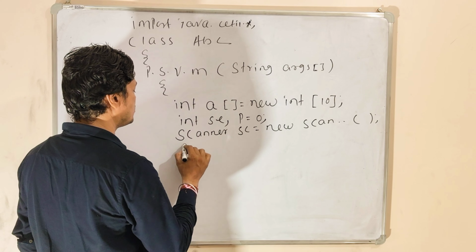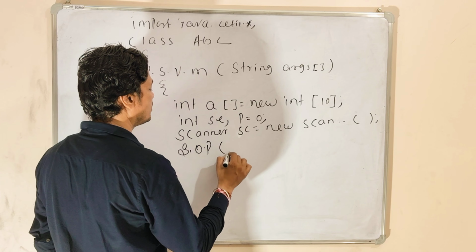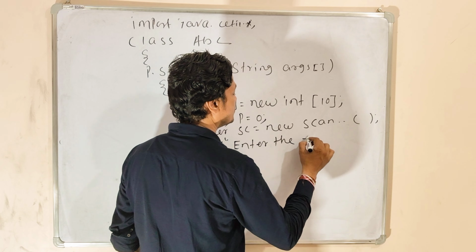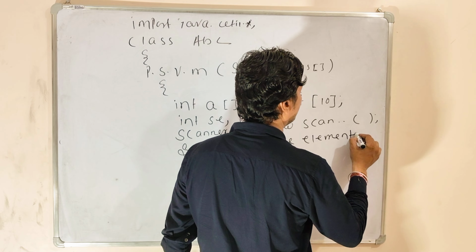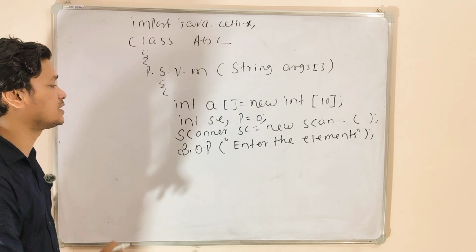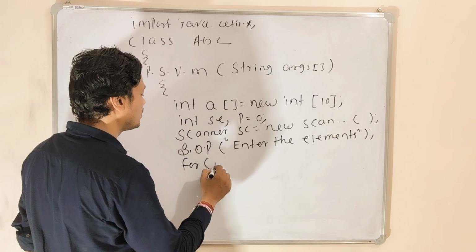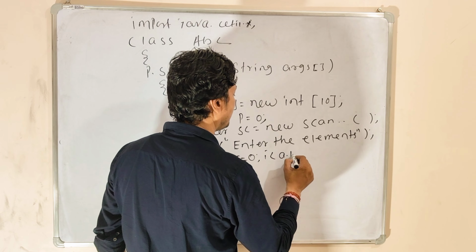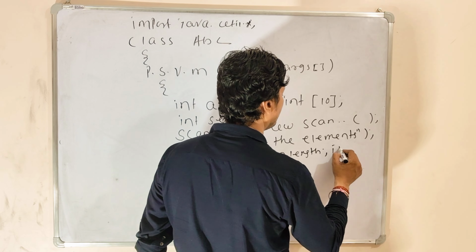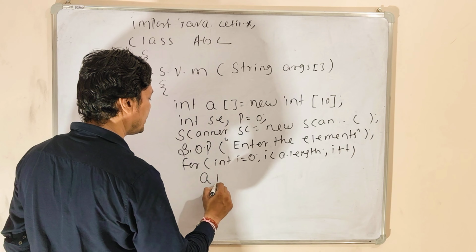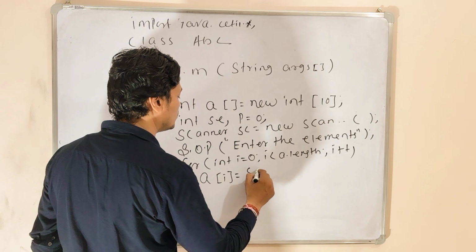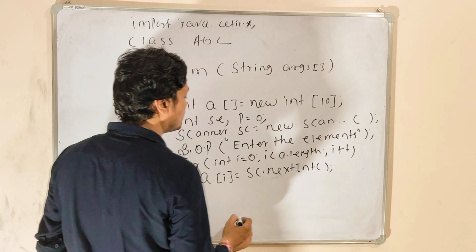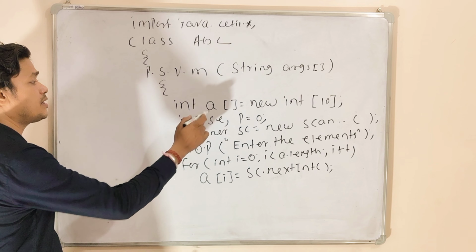Then afterwards, user prompting with SOP: Enter the elements. First we created the array. Then we stored the elements into it by using a for loop. For i equals 0, i less than a.length, i plus plus. Then a[i] = sc.nextInt(). Now we have stored the elements into the array a.